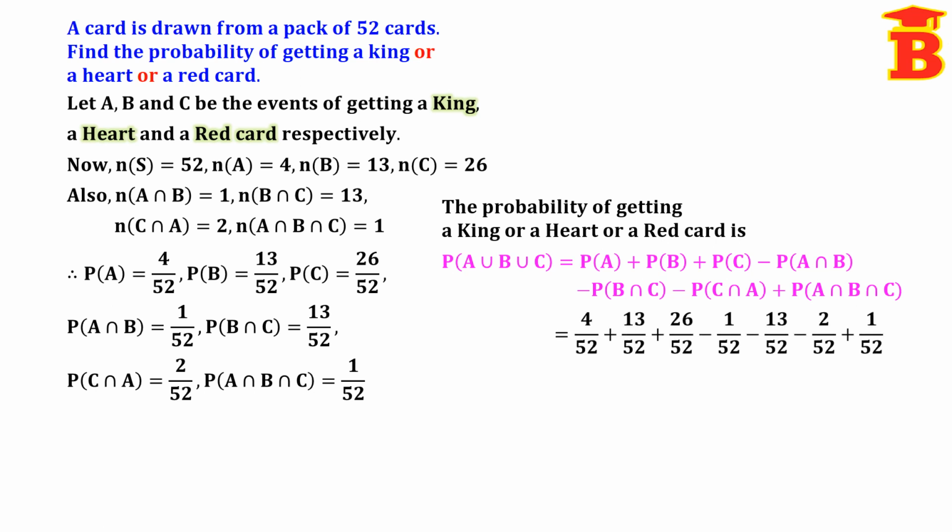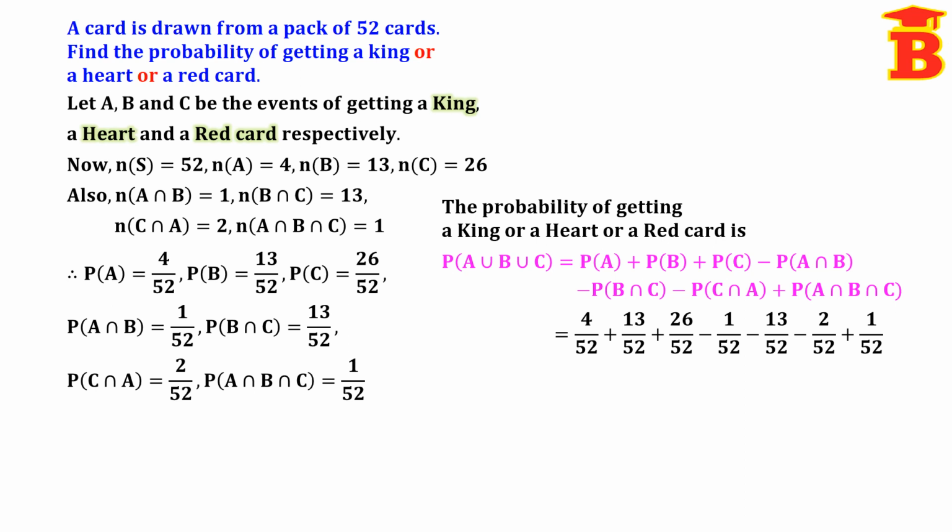Substitute all the values. We are having all the values in order, that is P of A, P of B, P of C, and then two intersections, A intersection B, B intersection C, C intersection A, and finally all the three intersection. So straightly we can take and write the numbers. First three numbers plus, next three numbers minus sign, last number again plus.